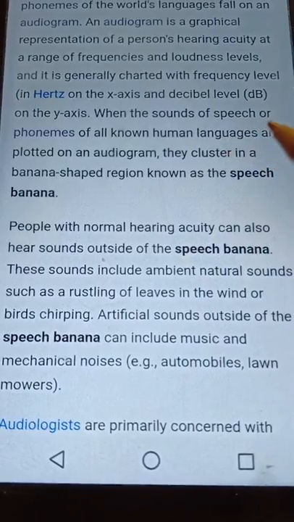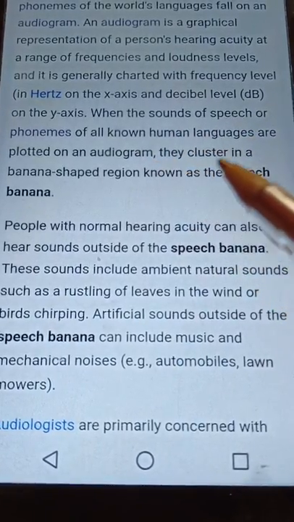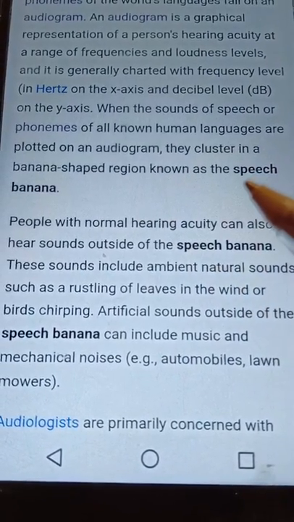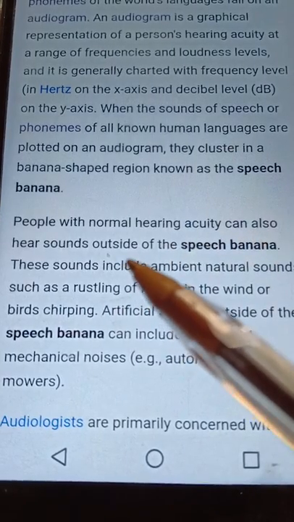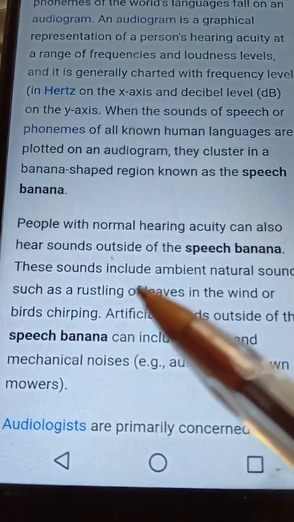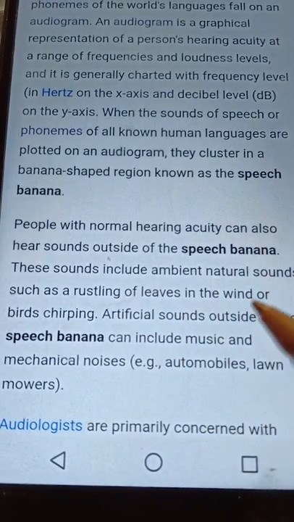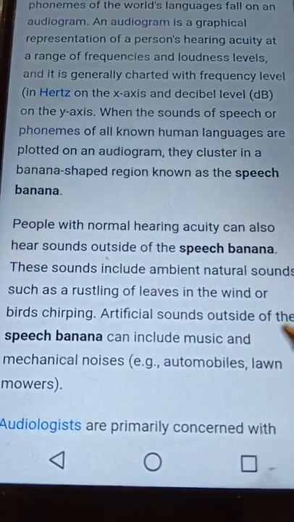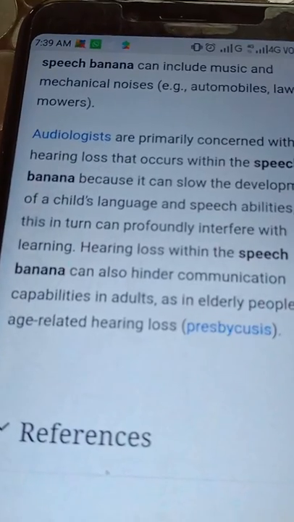When the sounds of speech or phonemes of all known human languages are plotted on an audiogram, they cluster in a banana-shaped region, and this is called the speech banana. People with normal hearing acuity can also hear sounds outside of the speech banana. These sounds include ambient natural sounds such as rustling of leaves in the wind or birds chirping. Artificial sounds outside of the speech banana can include music and mechanical noises.